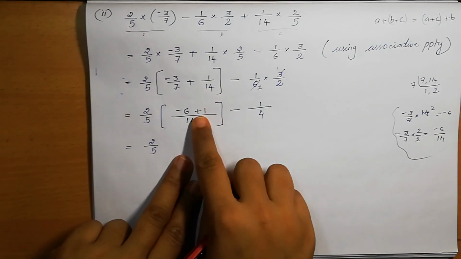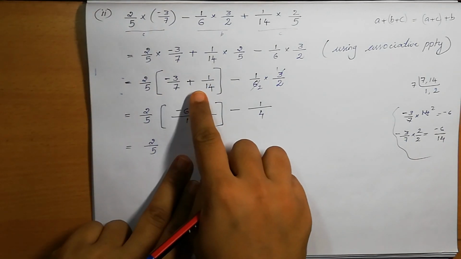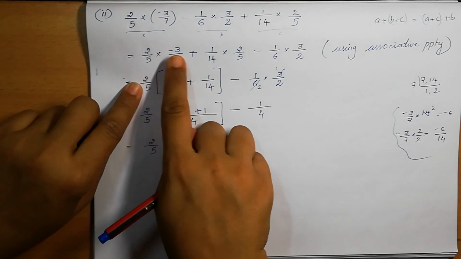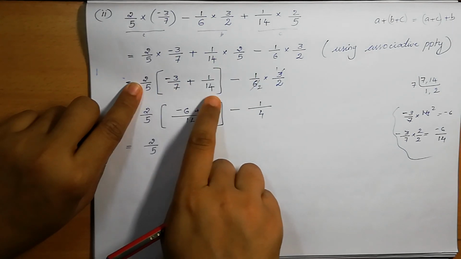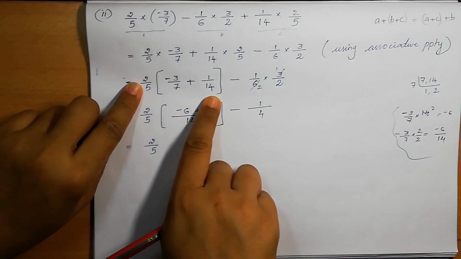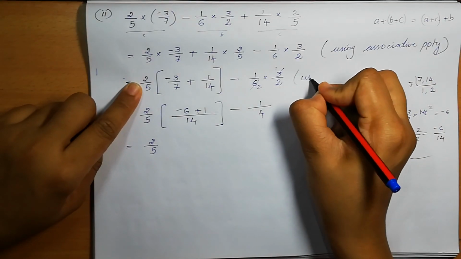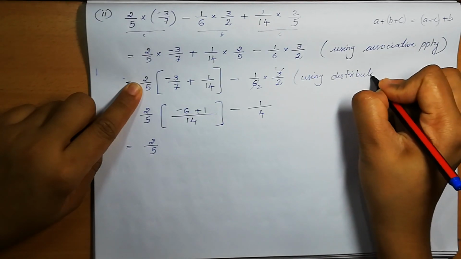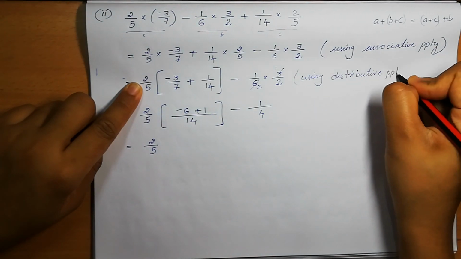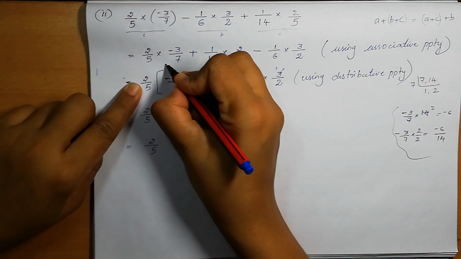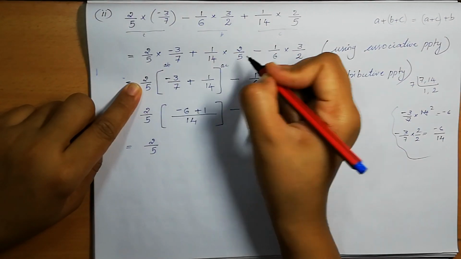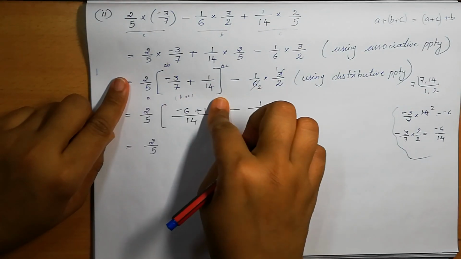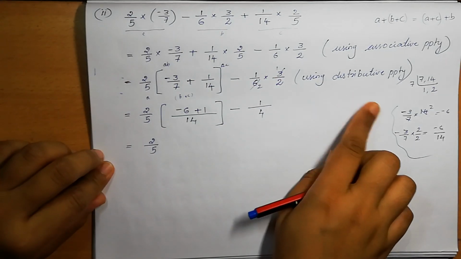Before that, here how we will change this one? 2 by 5 minus 3 by 7 into 1 by 14. So this is in the form of A into B plus C form, correct? AB plus AC we will change it as A into B plus C. So which property is this one? Distributive property, correct? Here you need to write using distributive property. This is AB plus AC form. So this we take as A into B plus C form, we will change, right? So this is the distributive property.